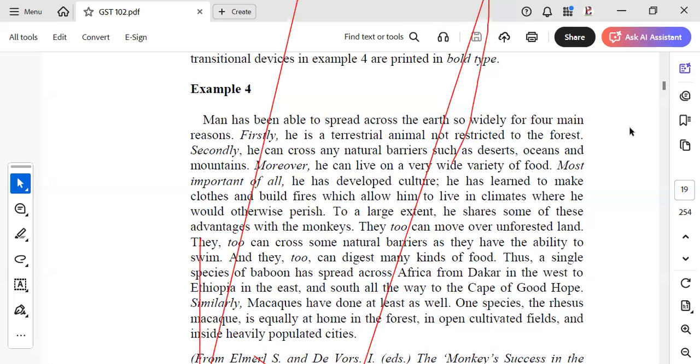They too can cross some natural barriers as they have the ability to swim. Thus, a single species of baboon is spread across Africa from Dakar in the west to Ethiopia in the east and south all the way to the Cape of Good Hope. Similarly, macaques have done at least as well. One species, the rhesus macaque, is equally at home in the forest, in open cultivated fields, and inside heavily populated cities.